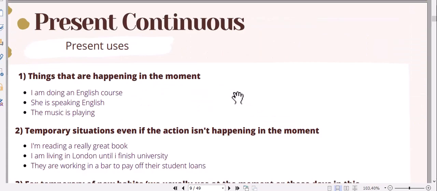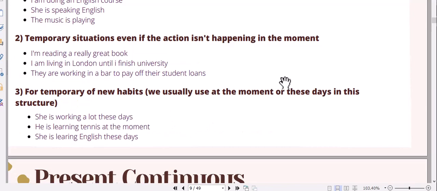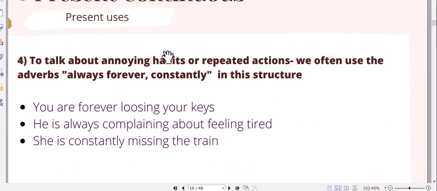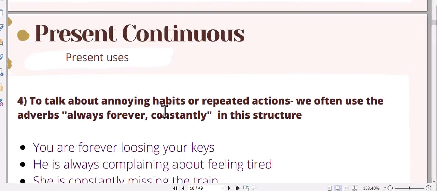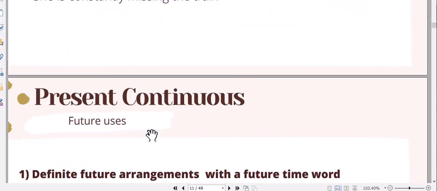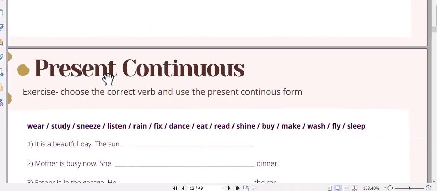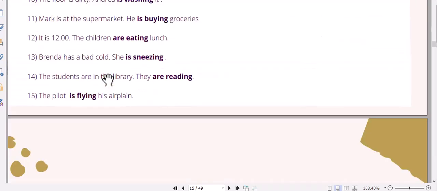We have here the present continuous, for things that are happening at the precise moment, and temporary situations, as I told you, temporary actions happening in the moment. And we have here the usage to talk about an annoying habit or repeated action, always, forever, constantly, and also a defined future arrangement with a future time. And we have some exercises here.